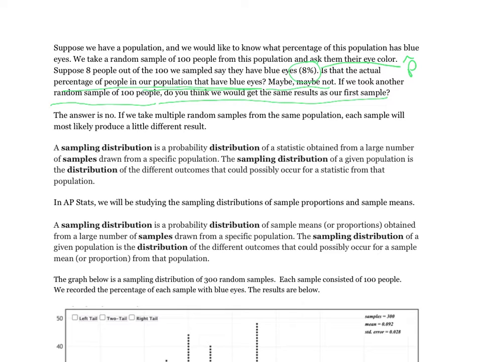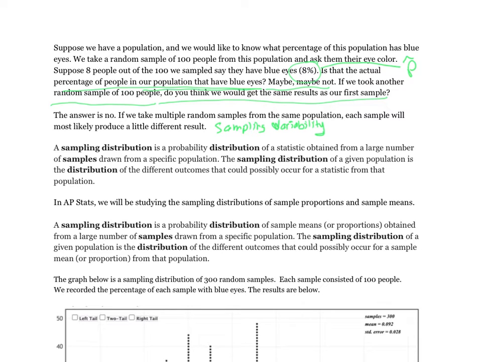If you take multiple random samples from the same population, each sample will most likely produce a little different result. This is called sampling variability. That's a vocab word, and we'll define that in a little bit. But it's that every time you take a sample, you're going to get a little different answer.